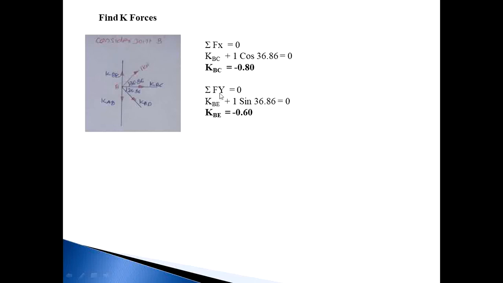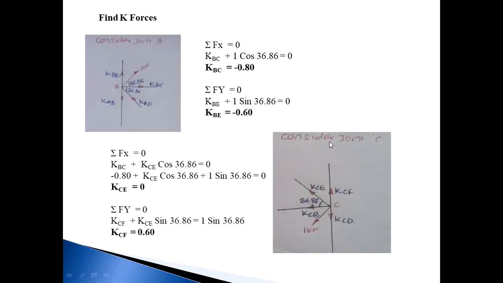Then summation Fy is equal to 0. That is KBE plus 1 sin 36.86. So KBE value is equal to minus 0.60.